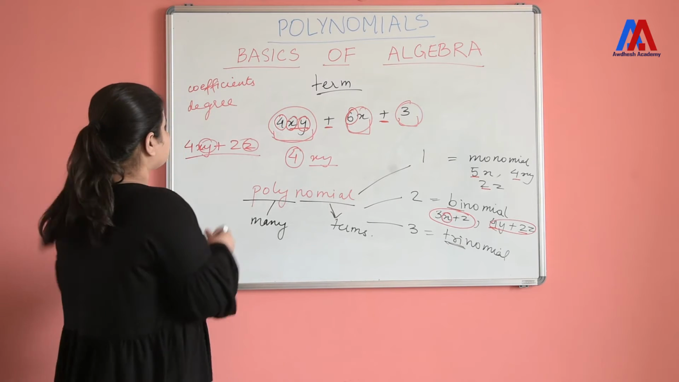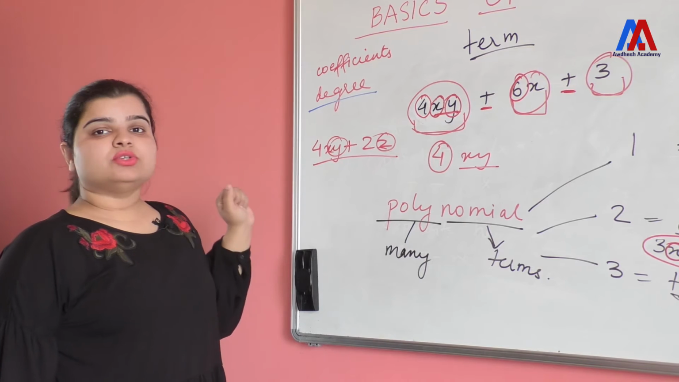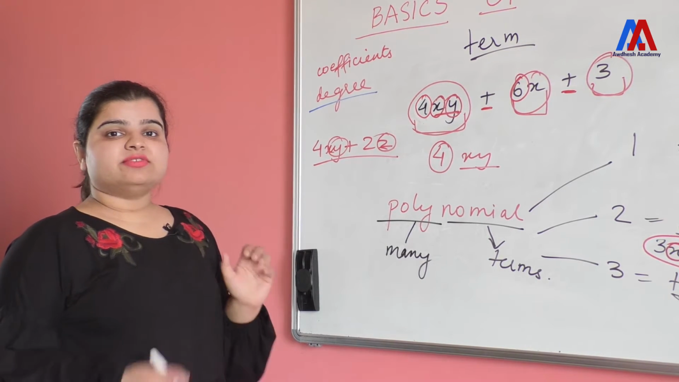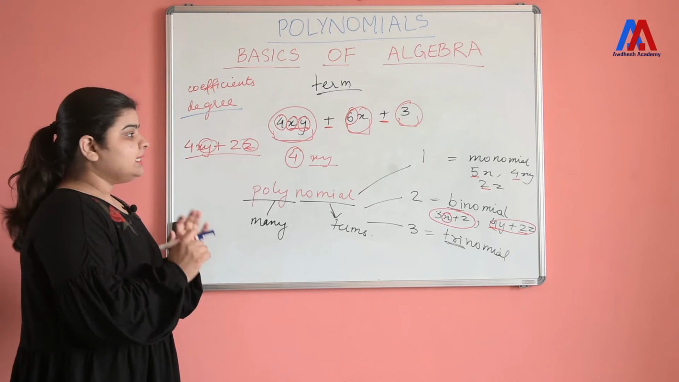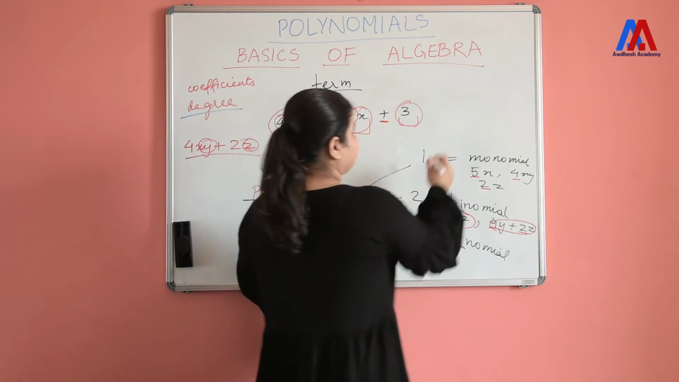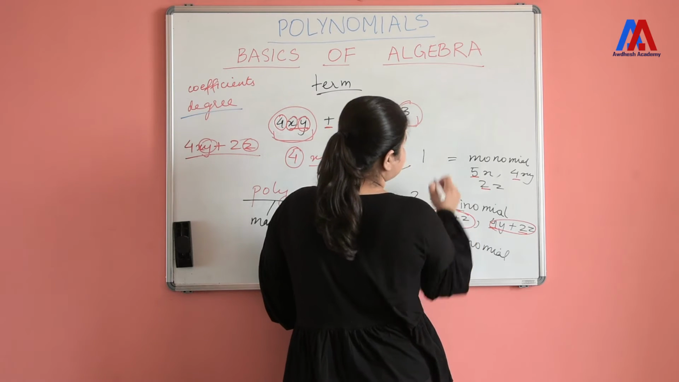Now let's start with degree. The degree of a polynomial is defined as the greatest of all the exponents of its various terms. Like suppose we had 3x plus 2.